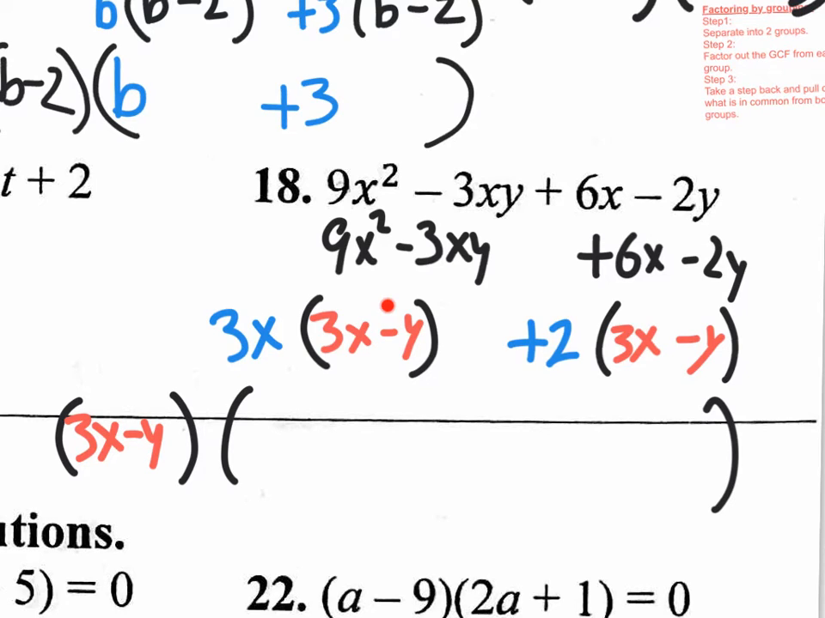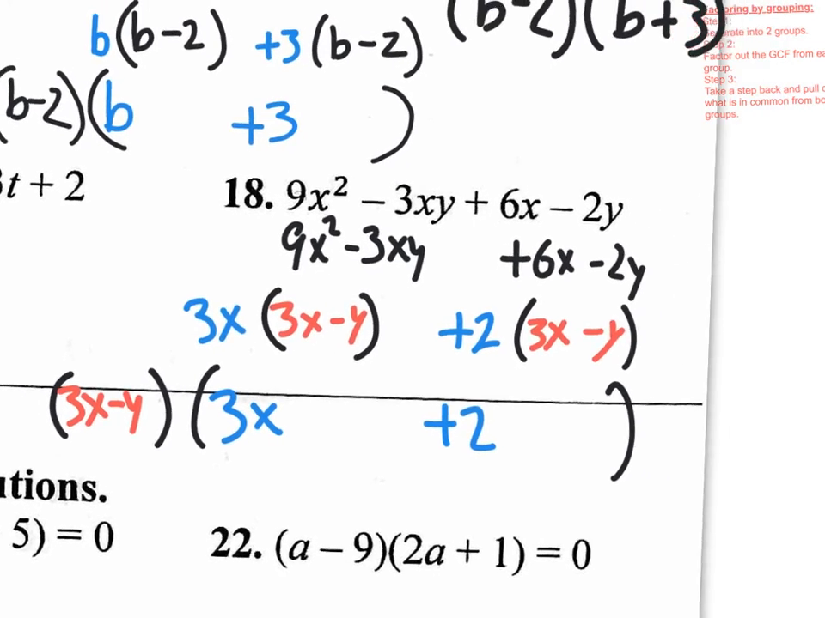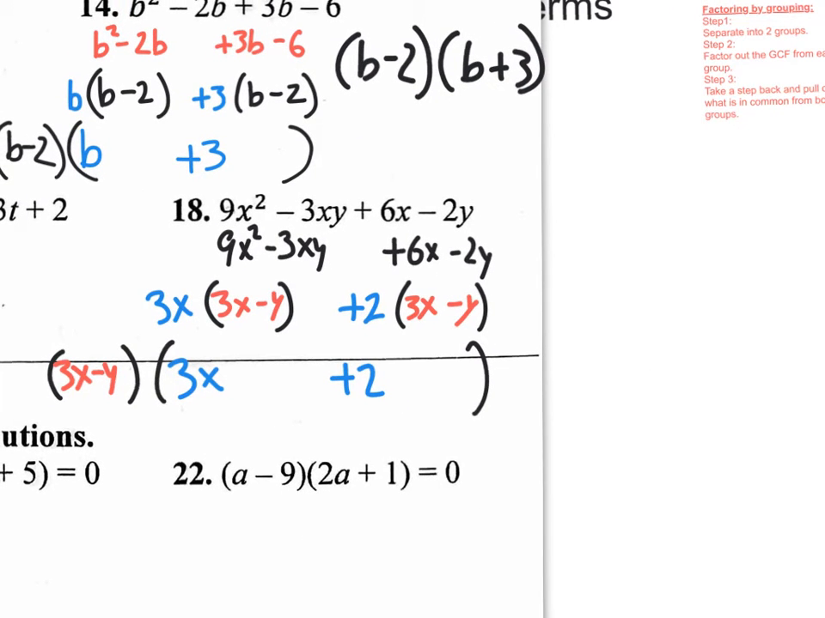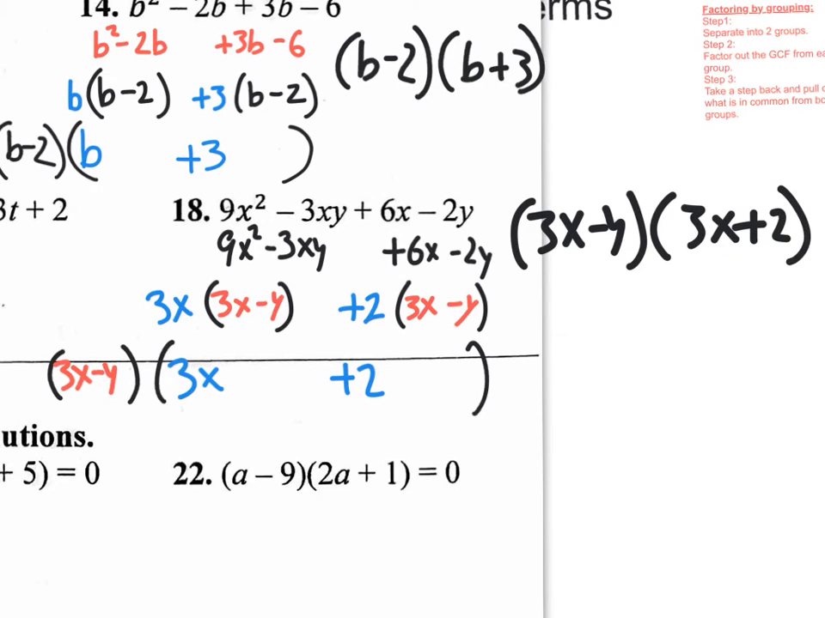So if I did pull out the 3x minus y, what would be left right here? 3x. And of course, if I took out the 3x minus y from over here, the plus 2 would be left over. So that's our final factored form. Let's just write it in the appropriate size. That would be (3x minus y)(3x plus 2). And if you wanted to double check your answer, all you have to do is distribute, and if there's anything you could combine, combine it, but you would end up with that exact answer.